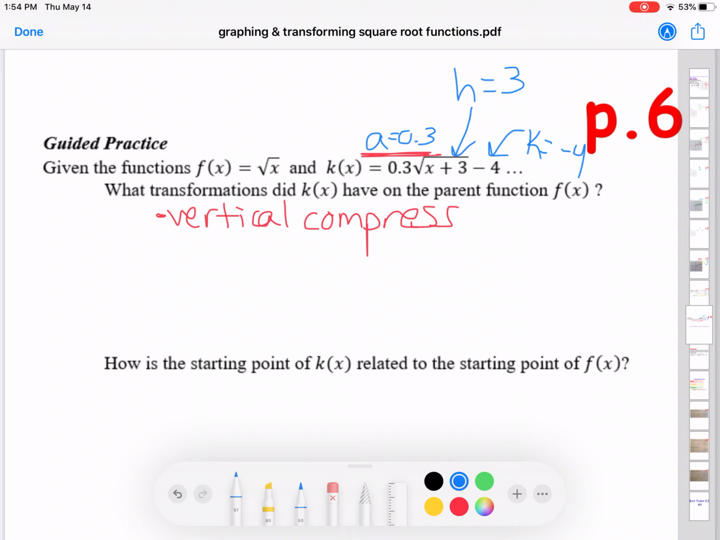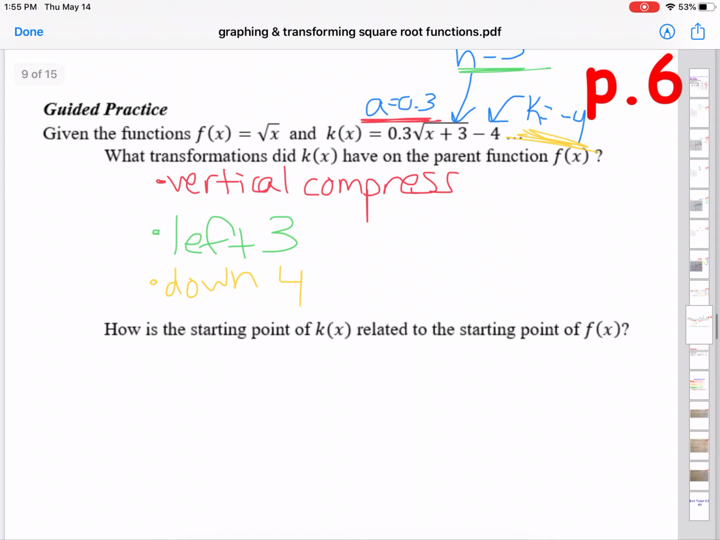If we look at our h value inside of the square root symbol, we see that because we have a plus 3, that means that our graph will be shifted to the left 3 units. And finally, because we have a k value here of negative 4, a minus 4 on the end, that shifts our entire graph down 4 units. So there's 3 different transformations that have been made to our parent function.